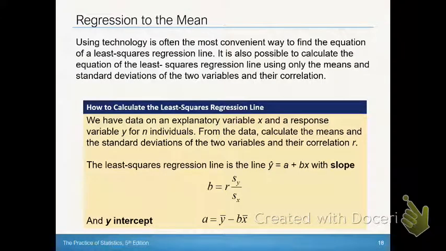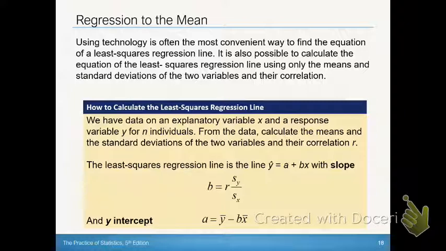In this video, we're going to look at something called regression to the mean, as well as different points such as outliers, influential points, and high leverage points. Regression to the mean is just another way to come up with your least squares regression line, y hat equals a plus bx, if you don't have an individual list of data, but rather you have just the summary statistics of your x and your y values.